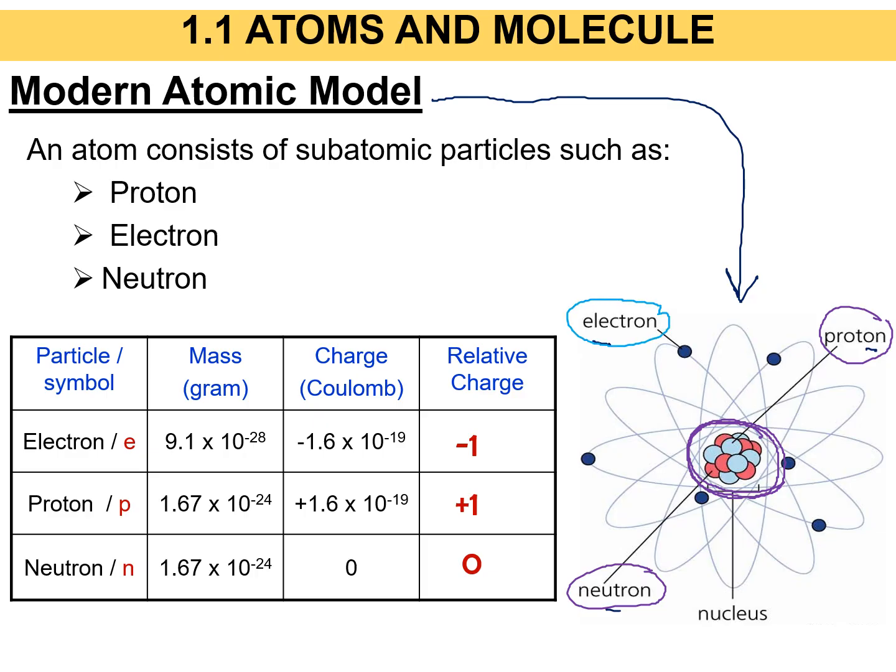So how about the charge? Charge dia, untuk proton, we know that charge dia adalah +1. Neutron pula adalah 0 because it's neutral, and electron carries charge of -1. So dalam nukleus ni ada apa again? Dalam nukleus hanya akan ada proton and neutron.